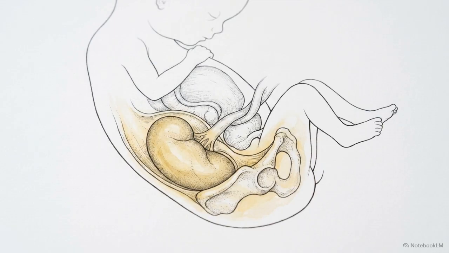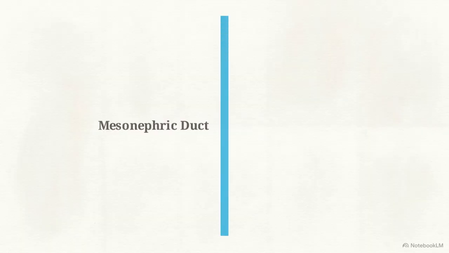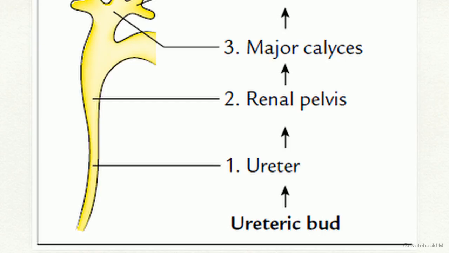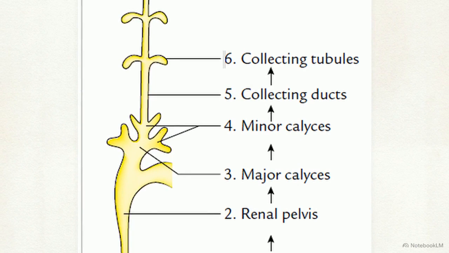The metanephros, or permanent kidney, begins development in the pelvic region during week 5. Its formation requires a critical biological trigger, the appearance of the ureteric bud. This diagram shows the ureteric bud sprouting from the caudal end of the mesonephric duct. The bud branches repeatedly to form the entire collecting system, including the renal pelvis, calyces, and collecting ducts.